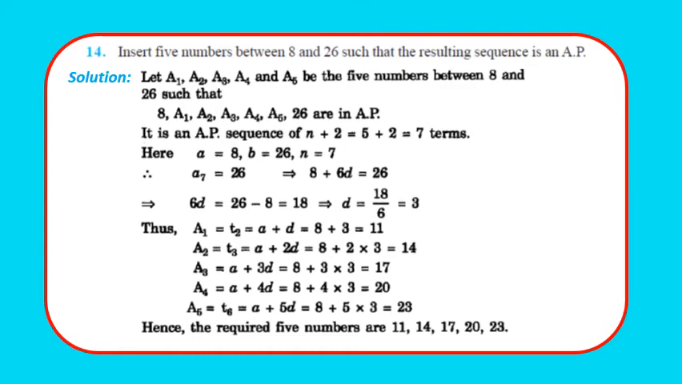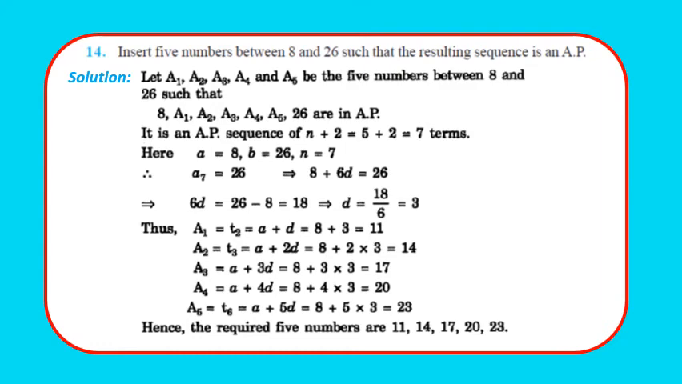So a7 equals 26. So 8 plus 6d is equal to 26. So we get the value of d is equal to 3. Now A1 equals what? Term 2, which is equal to a plus d, that is 8 plus 3, 11.